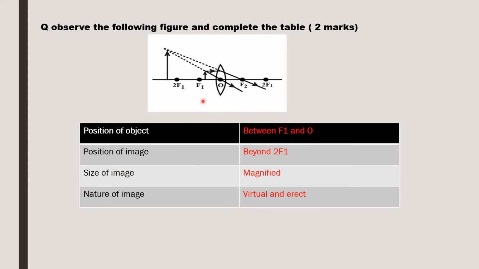What is the position of the image? The image is formed beyond 2f1 on the same side of the lens as that of the object. Size of the image is magnified or enlarged. Nature of the image, it's a virtual image because you can see that the rays are produced behind the lens. So when the rays are extended behind the lens, it's a virtual image, and it's an erect image. So the nature of the image is virtual and erect.